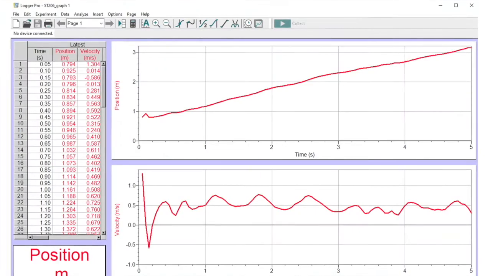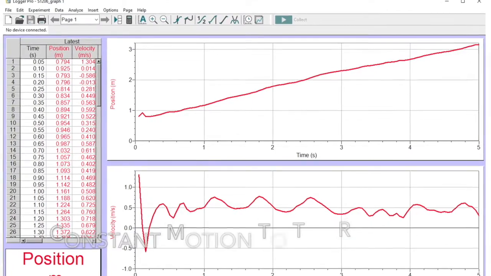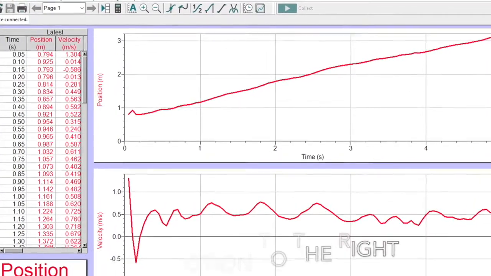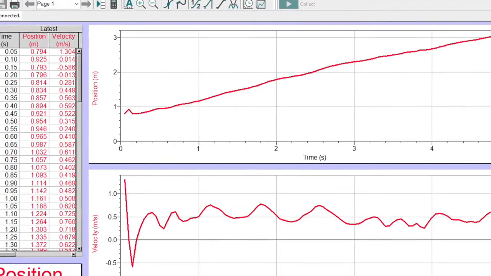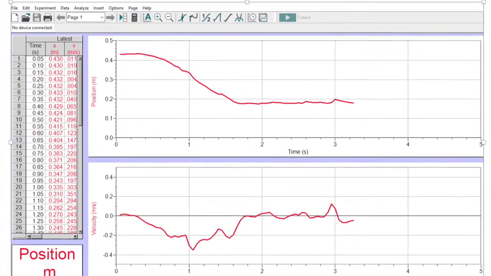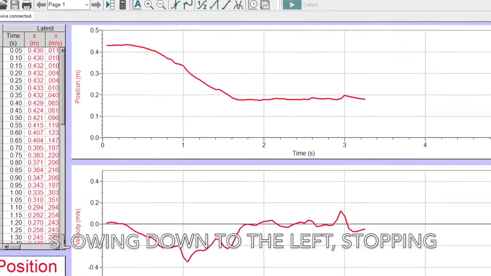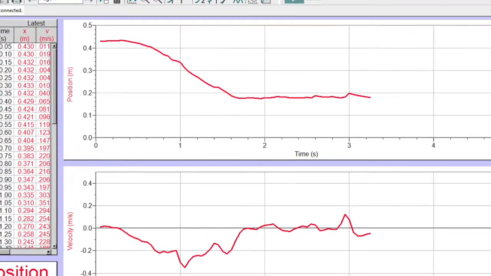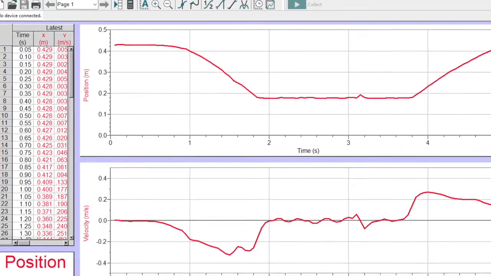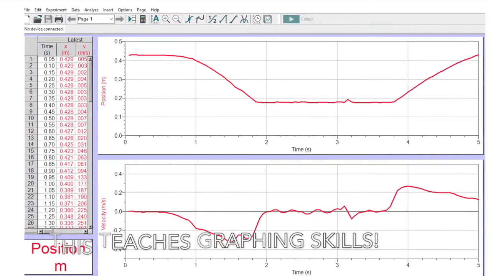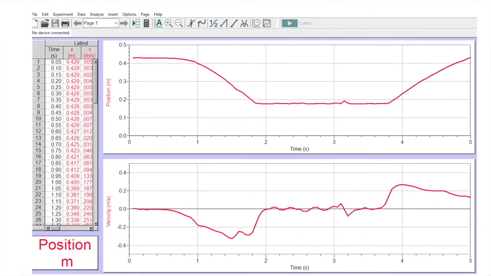All right. Now this is just some examples of types of motion that I've included in a document that I'm going to give you. That's constant motion to the right, and here's accelerated motion to the left. The top graph is the distance time graph, the bottom graph is the velocity time graph. This is movement towards the point of origin, stopping, and then accelerating away from the point of origin.